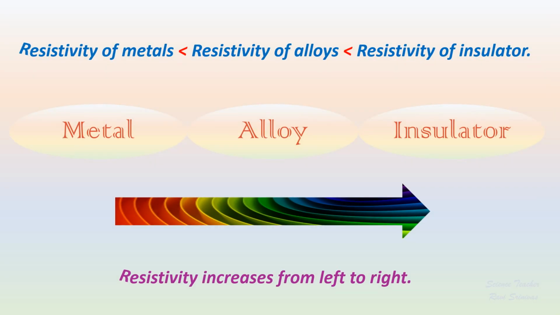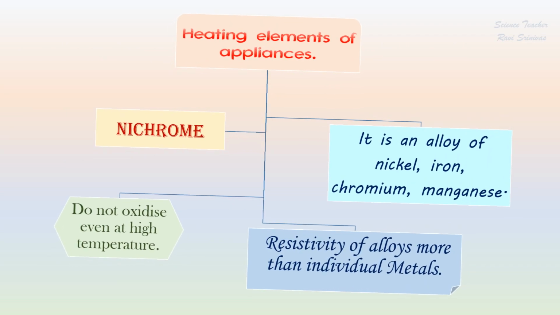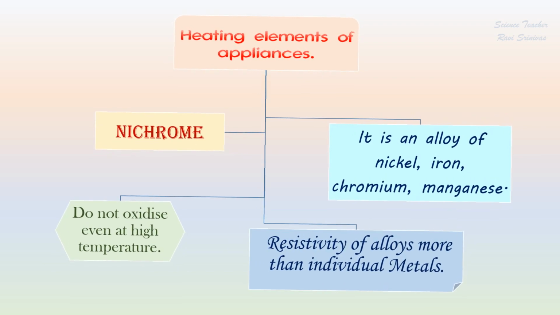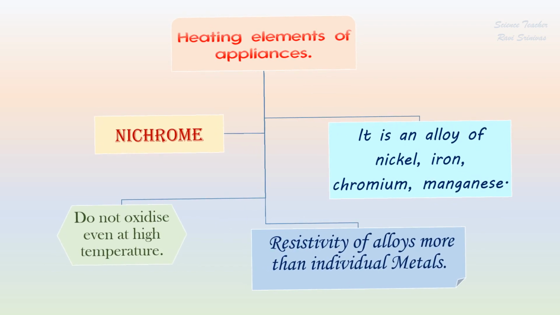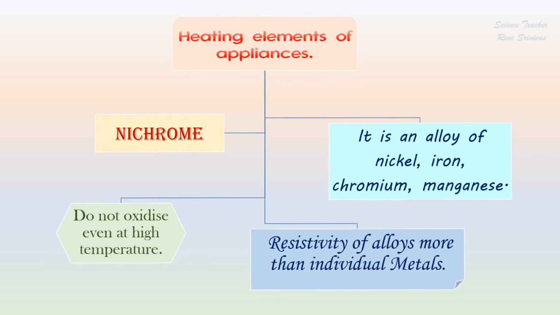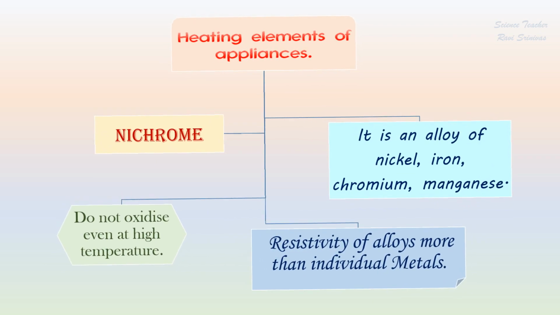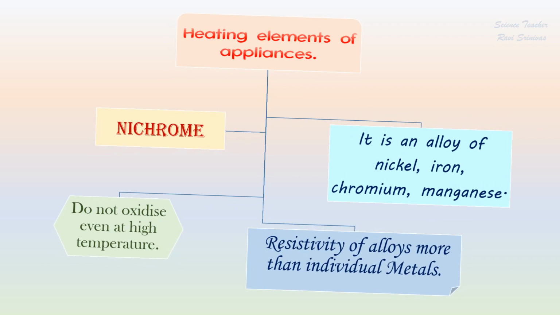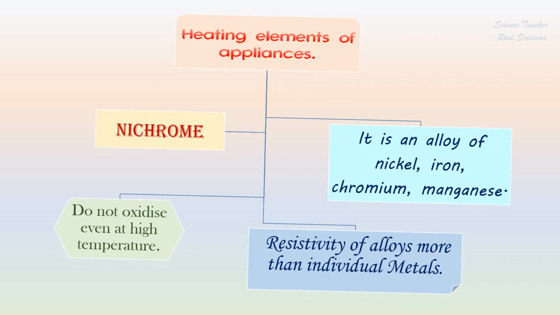The resistivity of alloys is much higher than those of pure metals from which these alloys are made. Example, nichrome. Nichrome is an alloy of nickel, chromium, iron and manganese and is used as heating coil. Resistivity of insulators is very high.